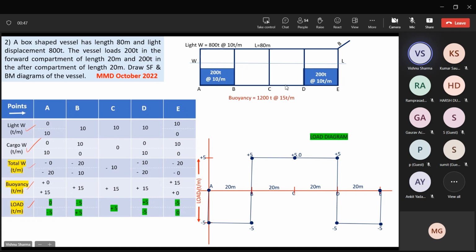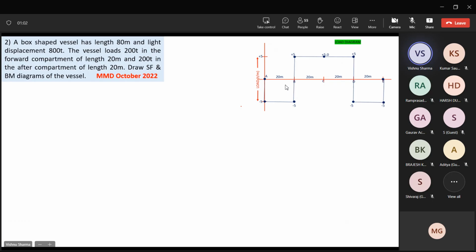Becomes 0. Guys, this is the load diagram for this question. Everybody's good with it? Yes, sir. Okay. BM diagram, I have not done beyond this. The BM diagram for this, I'm sure all of you know.